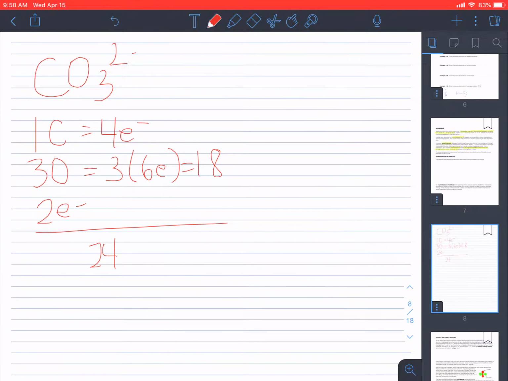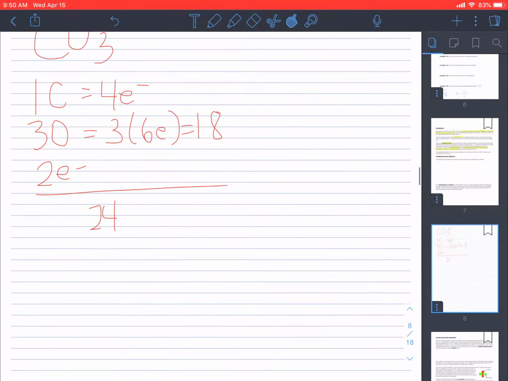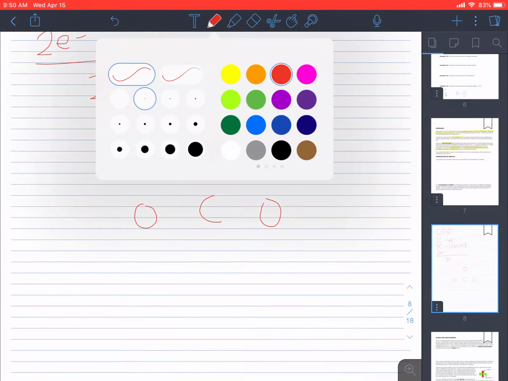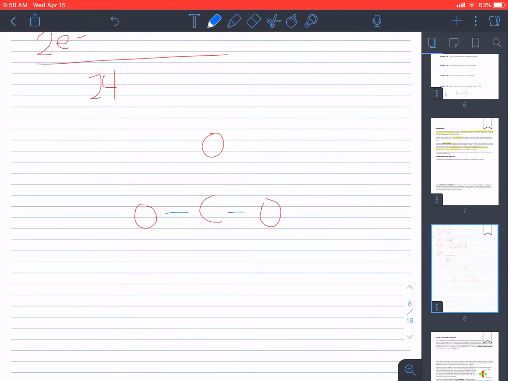Okay, so I'm going to scroll down just a little bit. You've got carbon, oxygen, oxygen, oxygen. It doesn't matter where you put the oxygens, I just kind of space them around. Okay, we make our initial bonds here. Of the 24, we've used 6, we have 18 left. Distribute the rest around oxygen as pairs. And if you look, we've used all 24.